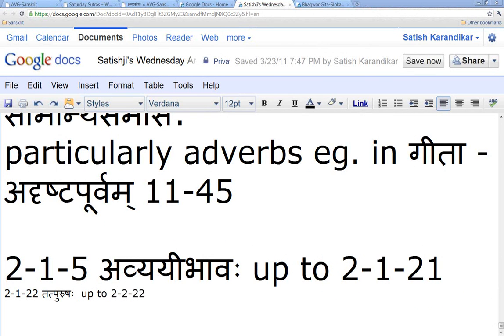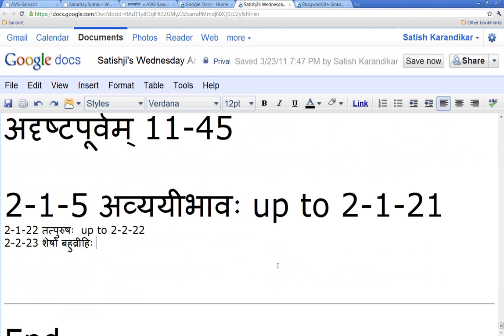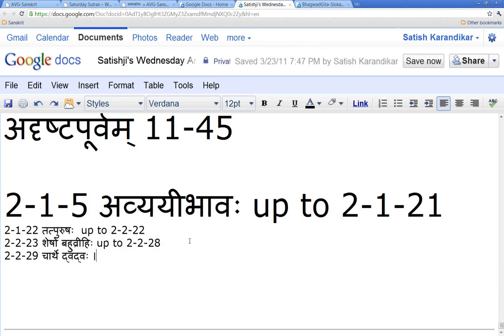So please keep this in mind, this is an important lesson for today. For the rest of your life, you know that if you want to find a Bahuvrihi compound, you have to go from 2.2.23 up to 2.2.28, and then finally only one sutram for Dvandvaha, which is Charthe Dvandvaha. And don't worry about the meanings right now. We'll come to the meanings, they're going to be there in a second. Just look right now only at the territory.